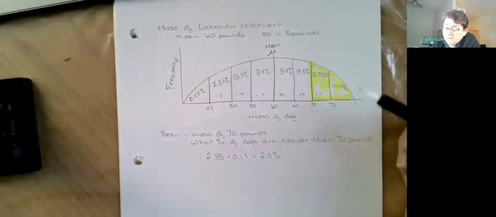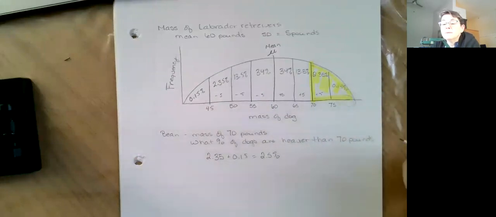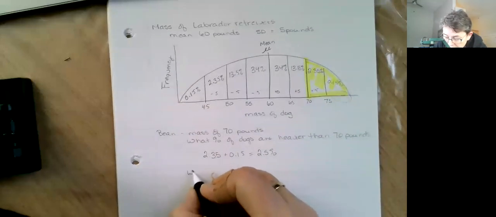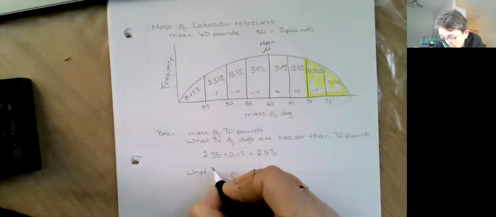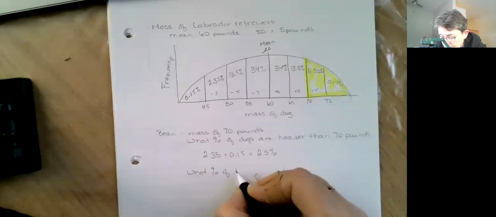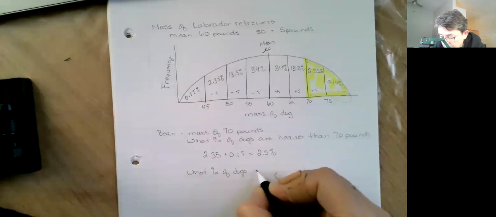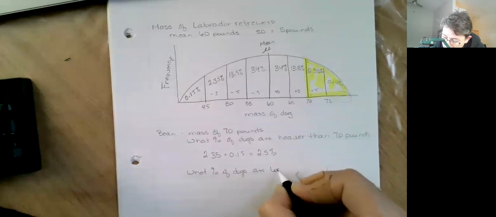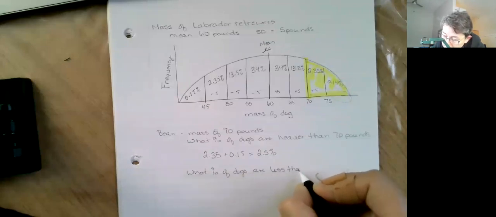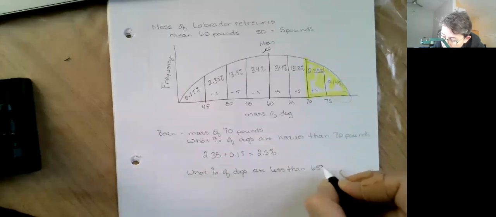Yeah. The warranty one made sense. This is just a random question of how many dogs are going to be bigger than that. Okay, what if we wanted to know how many dogs are going to be less? So what percent of dogs are less than 65 pounds?